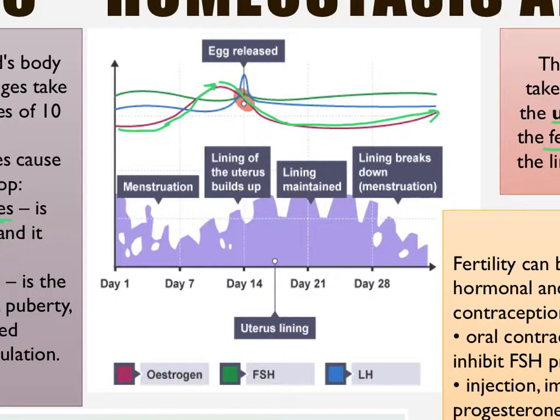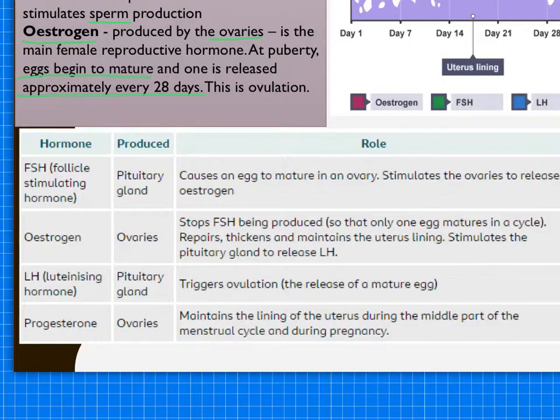FSH is called follicle stimulating hormone, and that matures the egg, so that'll be quite high early on, okay, and when the egg's matured, it kind of dips down again. LH is called luteinizing hormone, and that is the main hormone that releases the egg. Now for your exam, probably you only need to know the letters, so FSH, but it's worthwhile knowing what it means, okay? FSH is produced in the pituitary gland, so it does two things.